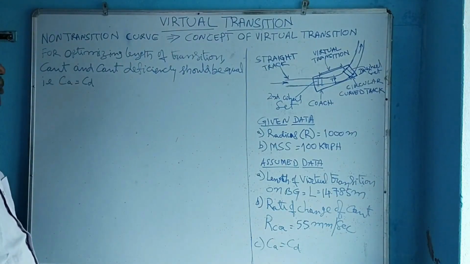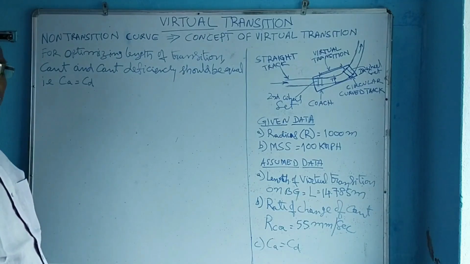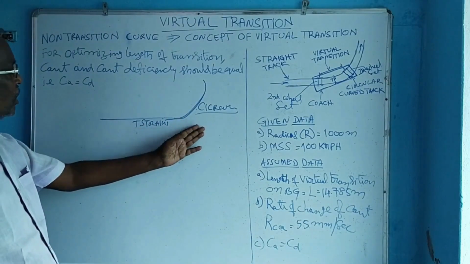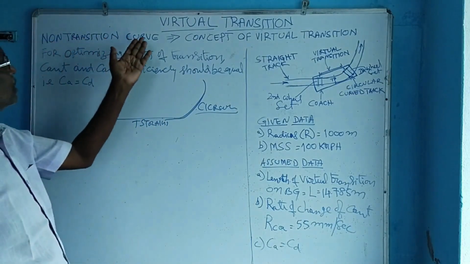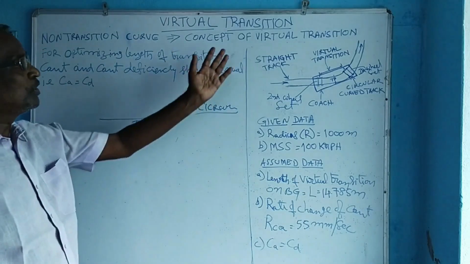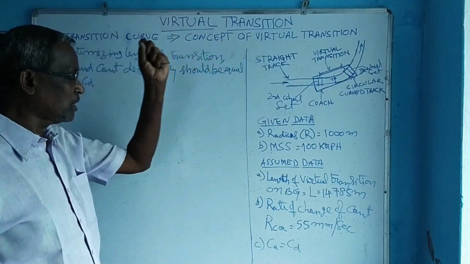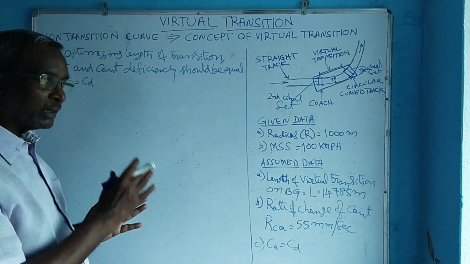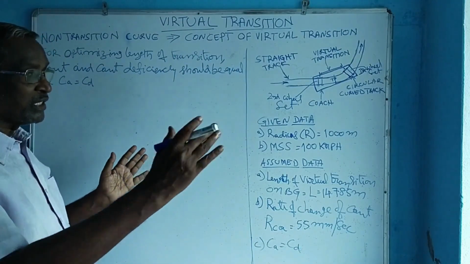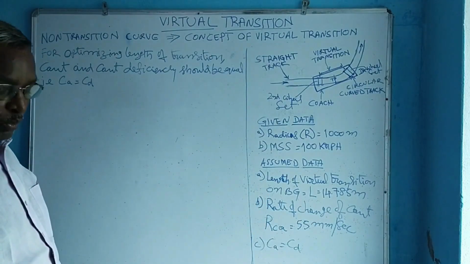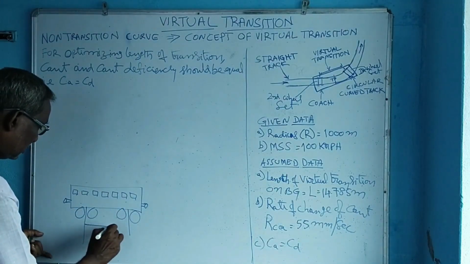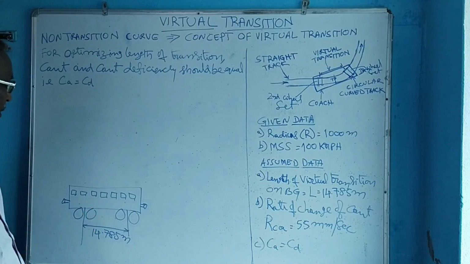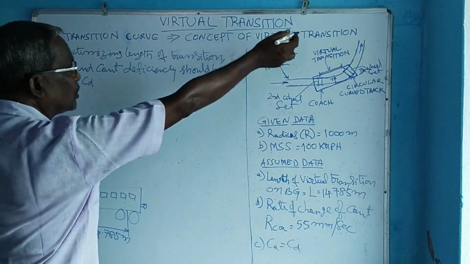Here it is. When virtual transition occurs, what is its concept? This is straight, this is circular. So this is a curve without transition, that is a non-transitioned curve. The concept of this non-transitioned curve is virtual transition. The length of virtual transition is equal to the length between two wheel sets of a passenger train coach. That is, the distance between the centers of the bogies is equal to 14.785. That 14.785 is nothing but the length of our virtual transition.